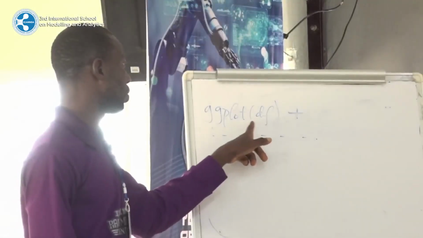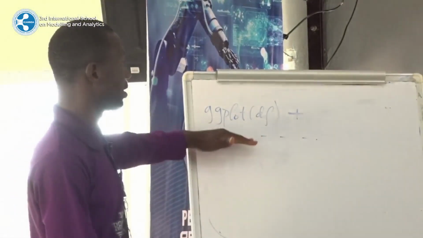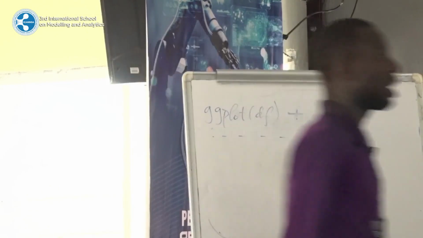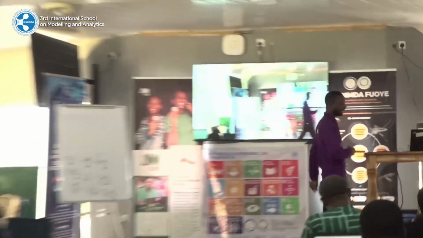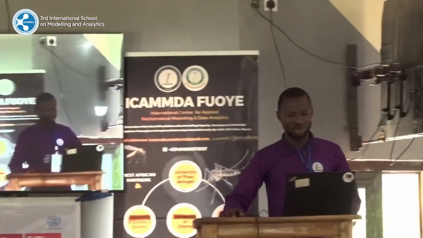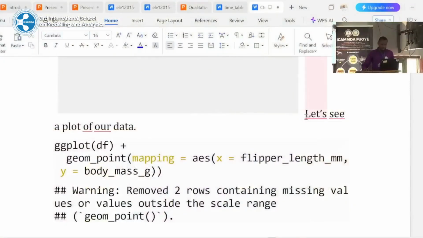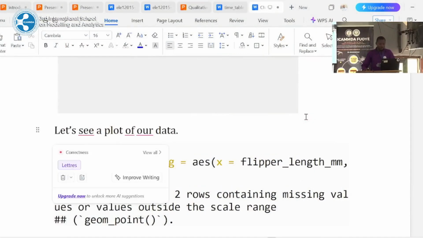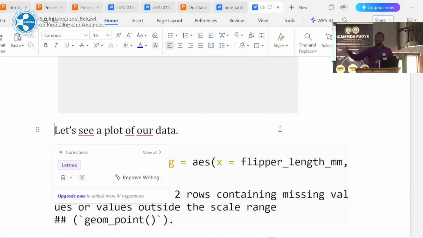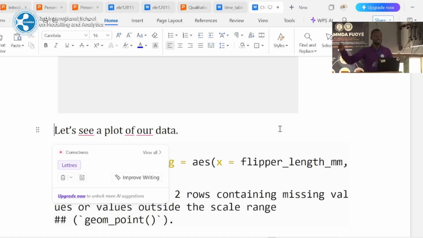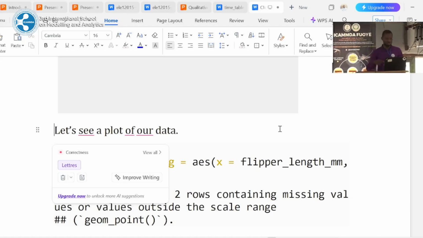So after ggplot(df), just put plus and press enter, then it moves you to the next line in your script. Let us now add another layer in order to have a view of what we want to do. You see? After the plus, just press enter. You're not to run that. Just press enter. It takes you to another line.